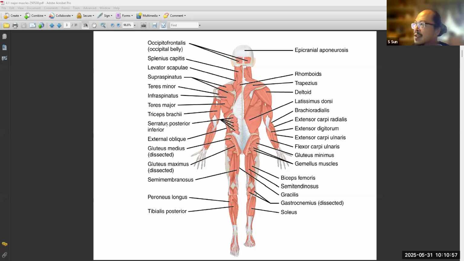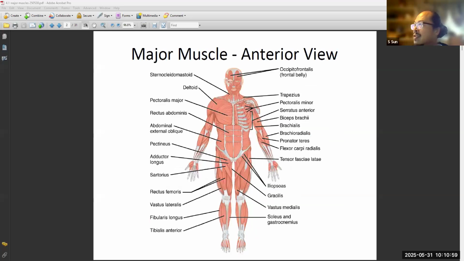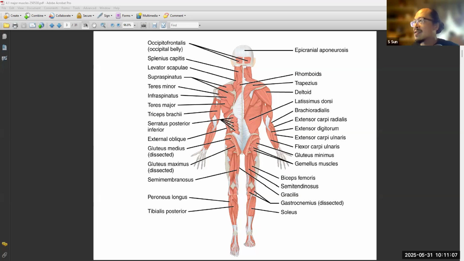serratus muscles. You have the serratus anterior right here, and they basically pull your ribs. And in the posterior portion, you also have the serratus, the serratus posterior inferior muscle. It only shows you this one here, so that's okay.